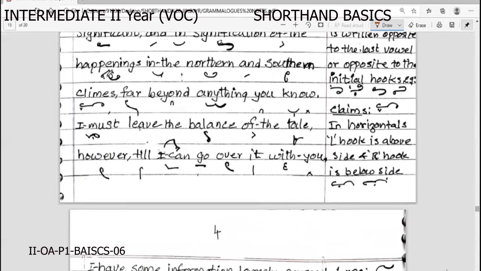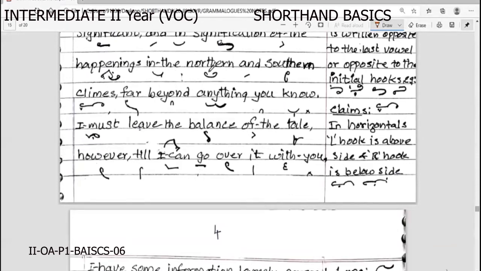Happening: upward edge, A, P, N. Hookien is written with the right motion. Hookien and ing and circles. Happenings, in the, above the line, this is okay. In the, you all know it's a Grammalogue.